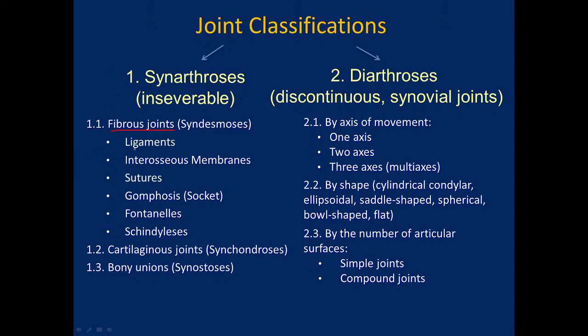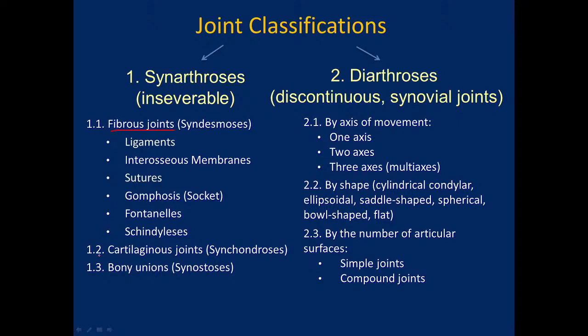As you see here, we find ligaments, interosseous membranes, sutures, gomphoses, fontanelles, and syndesmoses. These are the fibrous joints. This is the whole group.